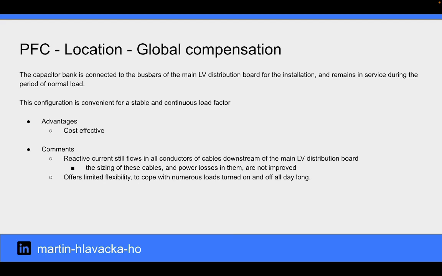In the case of global compensation, the capacitor bank is connected to the bars of the main LV distribution board of the installation and remains in service during the normal charging period. This configuration is suitable for a stable and continuous load factor. It is very cost effective, but the reactive current still flows in all cable conductors downstream of the LV main distribution board and offers limited flexibility to cope with numerous loads turned on and off throughout the day.